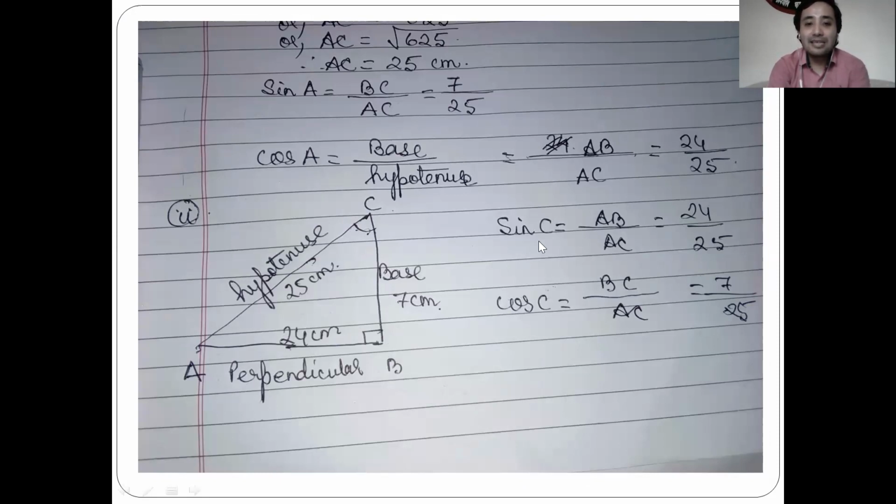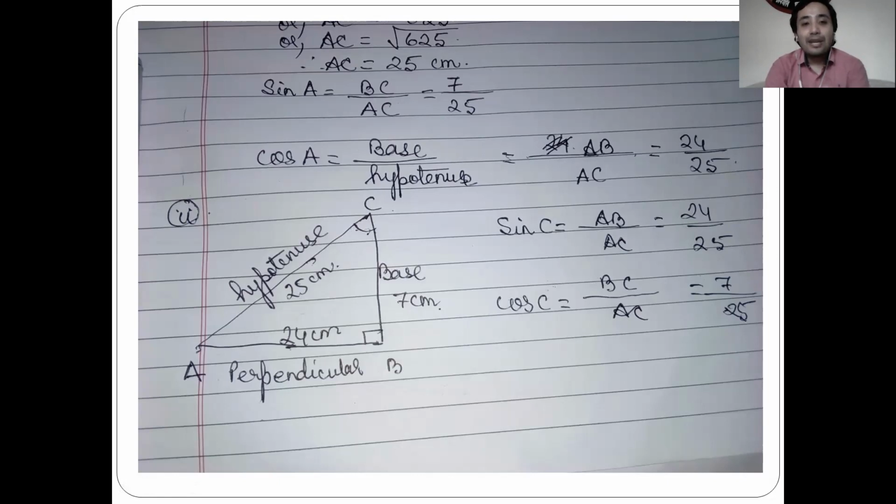So sine C is given by what? Sine C is given by perpendicular by hypotenuse. So perpendicular is how much? 24 and hypotenuse is 25. Then similarly, if I have to find the cos of this angle, it will be what? Base by hypotenuse. So base is how much? 7 and hypotenuse is 25. So this way I solve both the parts of the question.